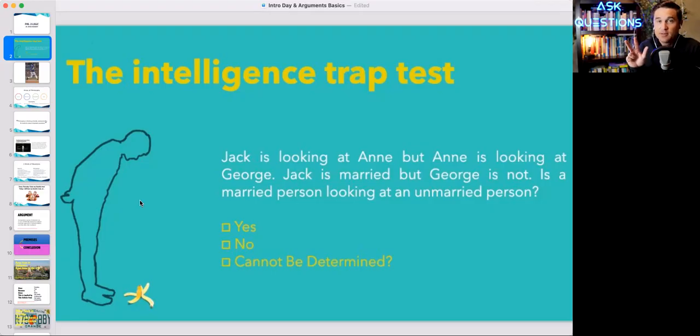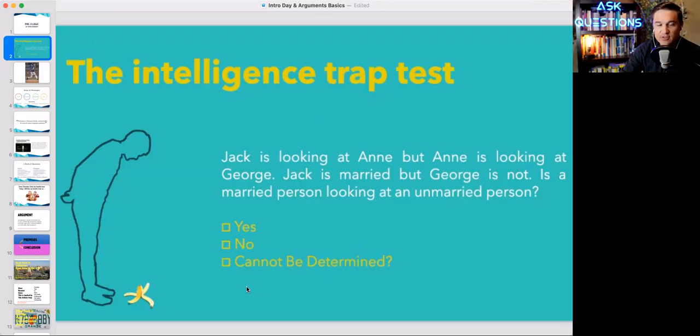Further, we know that Jack, the first person, is married. And George, the third person, is unmarried. Now, here's the question. From that information alone, can we reason out, can we deduce whether or not a married person is looking at an unmarried person? Yes, no, or cannot be determined.